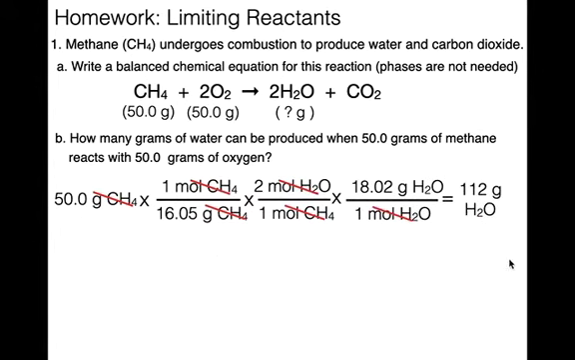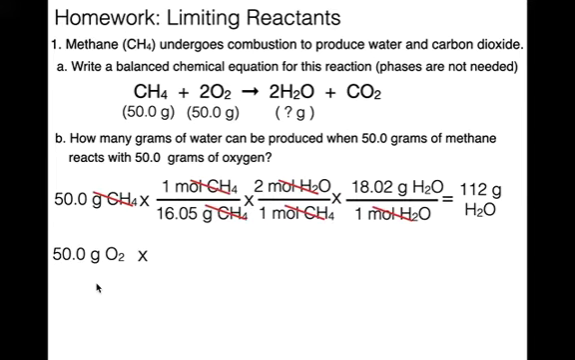Okay, so the answer here, 112 grams of water can be produced from our 50 grams of methane. But we don't know if we can make that much because we may run out of the oxygen before we make 112 grams. We know we have enough methane to make 112 grams, but we don't know if we have enough of the other reactant, in this case oxygen. So we need to do another complete stoichiometric calculation to determine the amount of water that the 50 grams of oxygen can make.